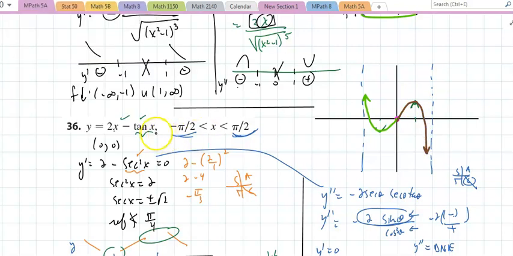We couldn't find the intercepts because if I was to set this equal to 0, saying tan of x equal to x, that's not simple. We don't know where that point is, and we don't know where that point is. Algebraically, that is.